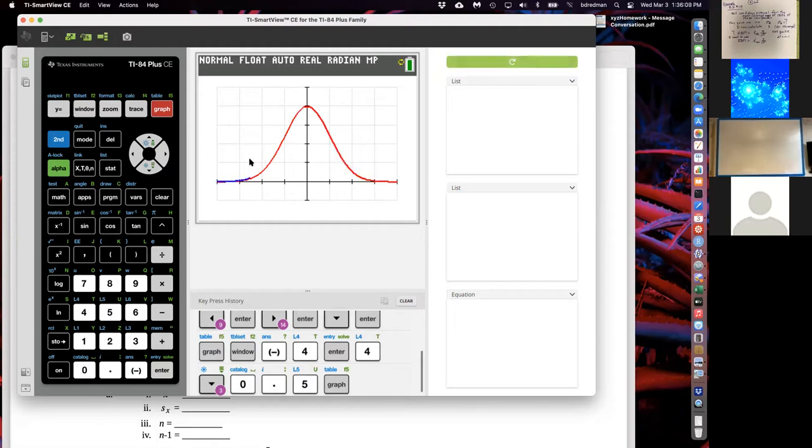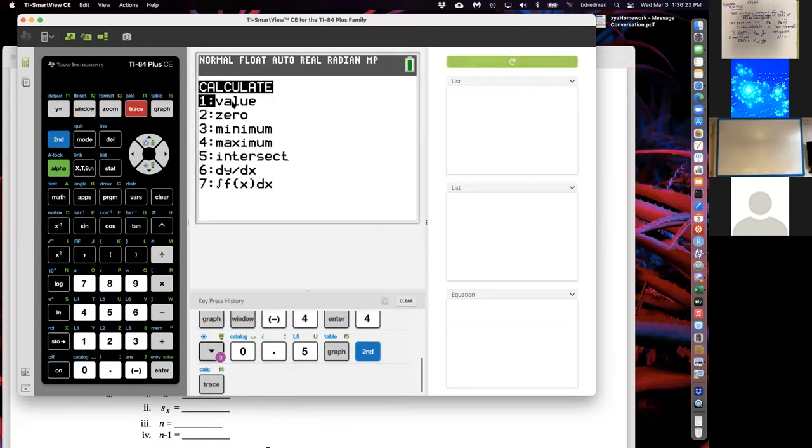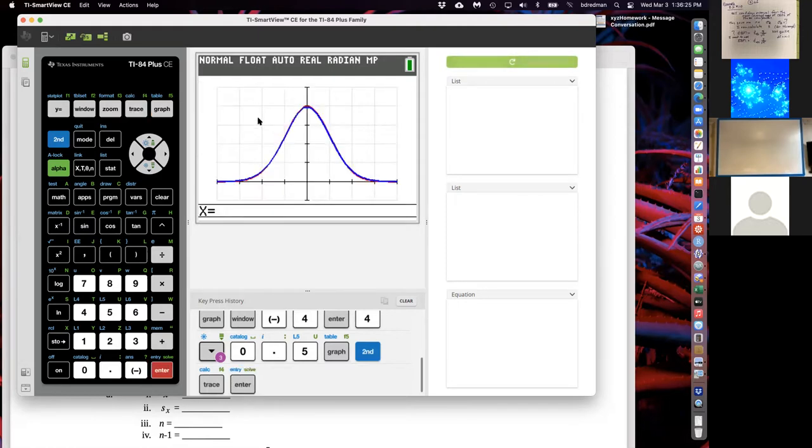Here comes the standard normal distribution in red. Here's the T distribution in blue. You would have a hard time telling the difference between those two. I can trace and tell you the difference, so I can calculate the value. Let's calculate the value at 0. On the red curve, the value at 0 is 0.3989. On the blue curve, the value at 0 is 0.3955. You see that? The difference of 34 ten thousandths.